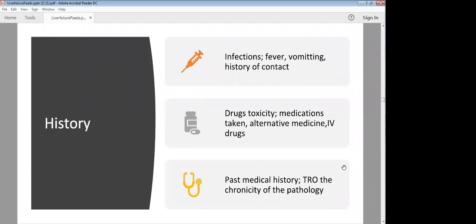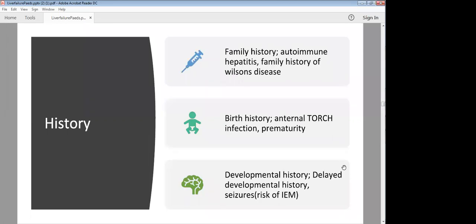So you need to ask about the infection history. Ask about history of fever, vomiting, contact, blood transfusion, travelling, and water-based activity, based on the differential diagnosis. Then we need to ask about medication given by the parents, whether the patient has been given anti-epileptic, paracetamol, or antibiotics, and ask about past medical history. It is important because we want to rule out chronicity, whether it is acute or chronic. For family history, autoimmune hepatitis and Wilson disease have genetic predisposition.